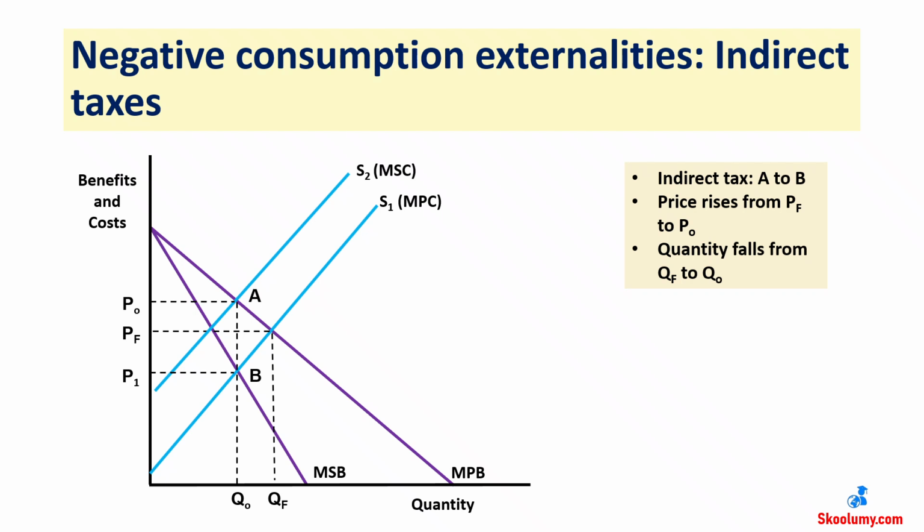This produces price PF and quantity QF. The social optimum quantity is Q0, from where MSB and MSC are equal. An indirect tax equal to AB will make the supply curve shift to the left from S1 to S2, raising the price to P0 and reducing quantity to Q0.